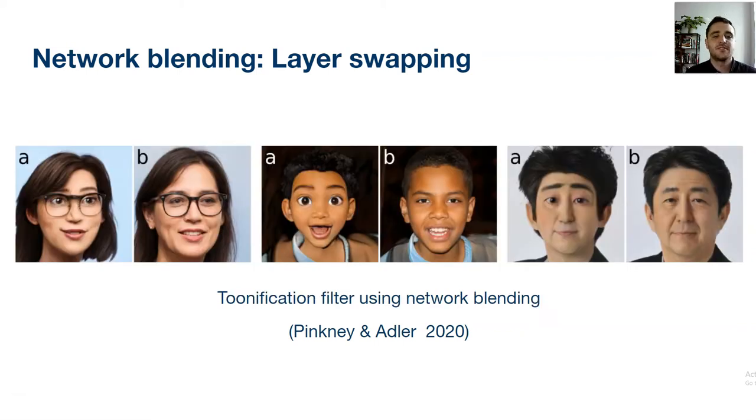And this technique was also used in a very popular tunification method, where a model was trained on Pixar, like Disney-esque characters, and then you can find people's identities in the StyleGAN latent space, and then you can find the tunified version of them.